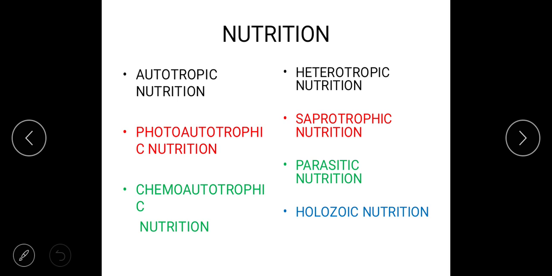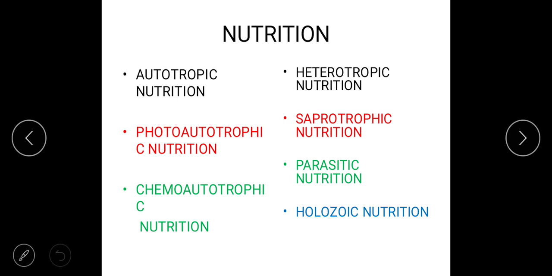So the question comes, what is nutrition and how do we define it? This question is generally asked: define nutrition. So nutrition, in a simple way, is the way of taking food into the body of an organism and its utilization in the body to release energy for its growth, development, maintenance, and survival. I'm repeating it again. Nutrition is the way of taking food by an organism, and its utilization in the body to release energy for its growth, development, maintenance, and survival.